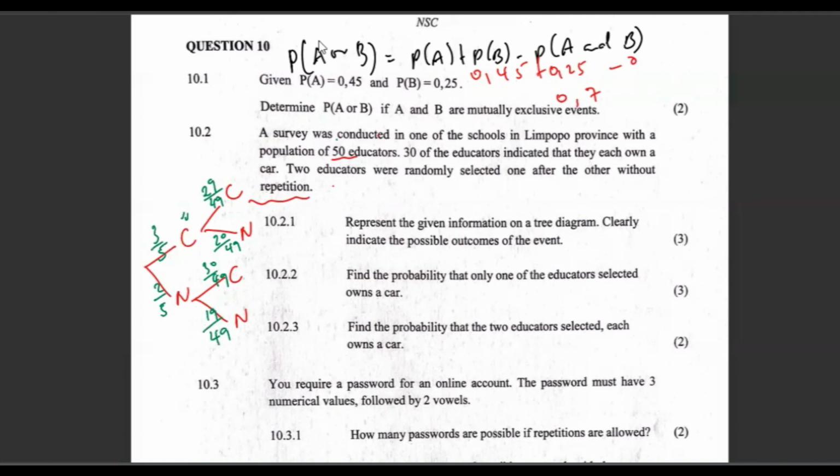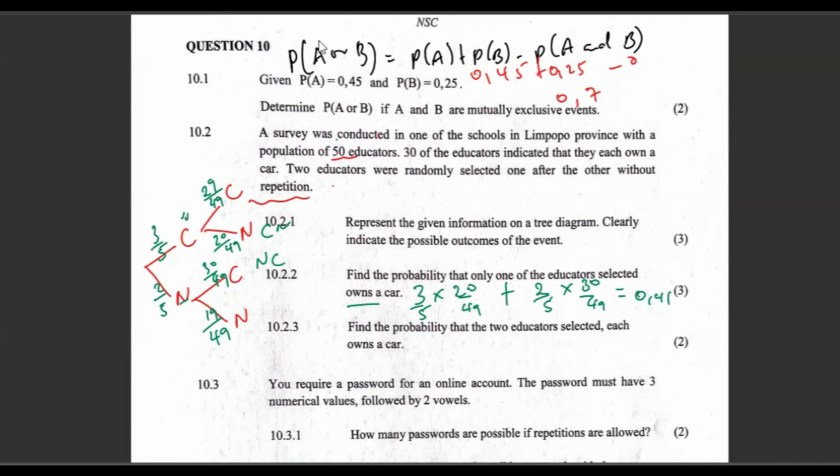All right, so that is that with what they needed and the probabilities thereof. Then find the probability that only one of the educators selected owns a car. In other words, we want NC or CN. So that's going to be 3/5 times 20 over 49 plus 2/5 times 30 over 49. We simplify this. I'm getting 0.41.